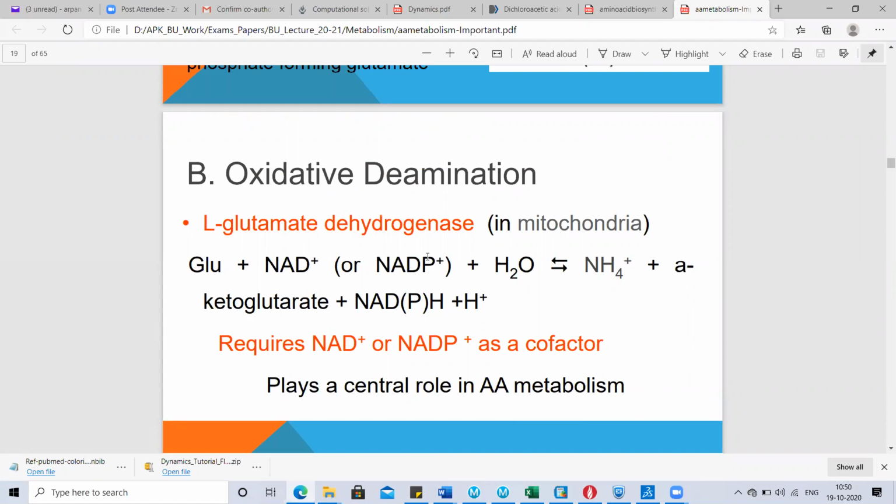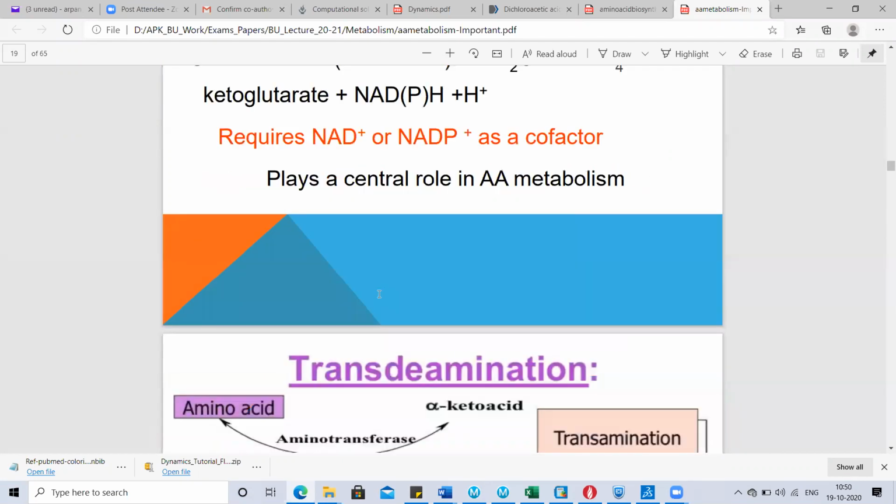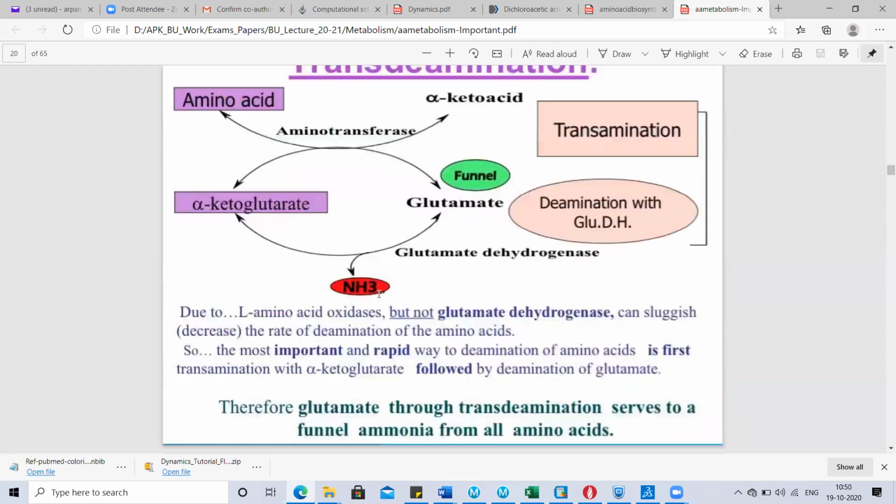We have also seen oxidative deamination carried out by glutamate dehydrogenase. It requires NAD to carry out such a reaction, where it acts on glutamate, removes ammonia, and converts glutamate into alpha ketoglutarate. So this is a central reaction. We can call it a key reaction in amino acid metabolism. Actually, all other reactions are somehow linked with this. So this is all about transamination and deamination.